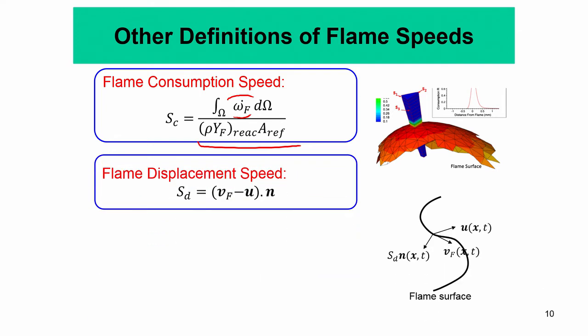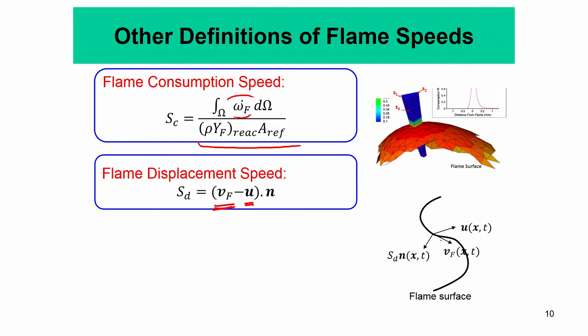Okay. And then there is also a definition of displacement flame speed, which is local and can be defined at any point. It is the velocity of the flame surface with respect to the local flow field, in the direction normal to the flame surface itself. So, Vf is the velocity of the flame surface. These are all in the absolute laboratory reference frame. So, Vf is the velocity of the flame surface, and U is the velocity of the local fluid.